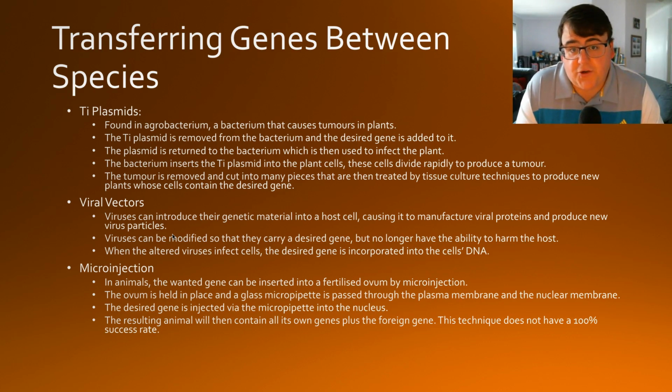Microinjections. This is one that's used only in animals, where we insert the gene that we want to insert into another organism into a fertilized ovum with a microinjection. The ovum is held in place, and a glass micropipette passes through the plasma membrane of the fertilized ovum and into the nuclear membrane. The desired gene is then injected via micropipette into the nucleus, and the resulting animal therefore contains that gene. The only problem with microinjection is that it does not have a 100% success rate.